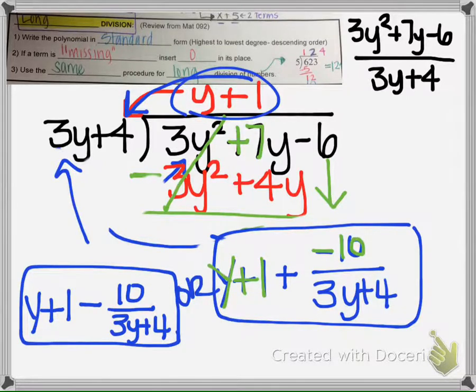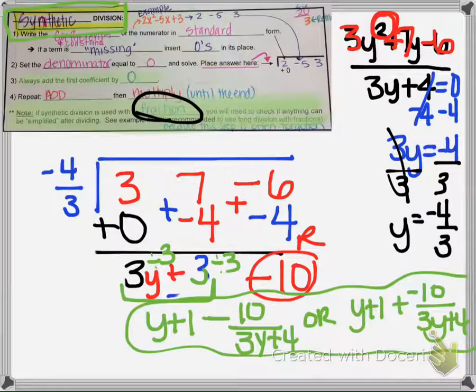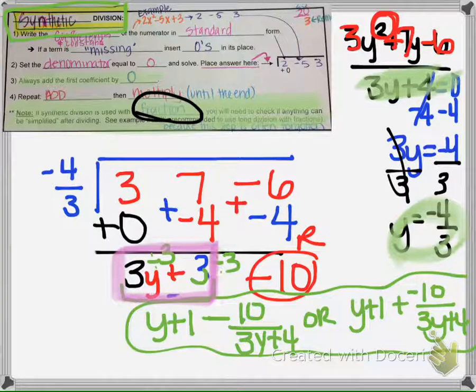Just a completely different way of doing it, but I wouldn't recommend this method if, when you set the denominator equal to 0, you get a fraction, because I have seen often that students will forget to simplify this out here.